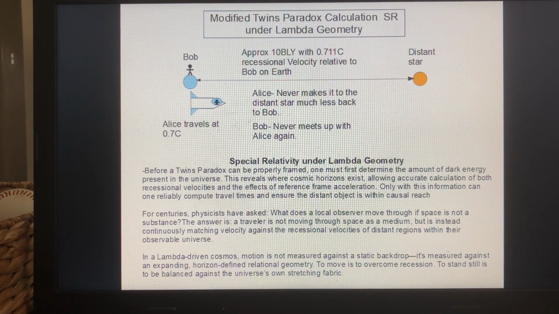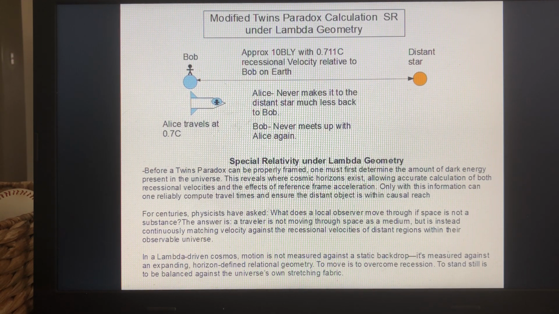To stand still is to be balanced against the universe's own stretching fabric. If you're not moving at all in your frame, you're not matching any recessional velocity, then everything is pulling away from you at an equal rate. But once you start moving in one direction, you start matching recession velocities with distant objects and regions, and that skews the frame to where things behind you recede faster and things in front of you seem to maintain position.